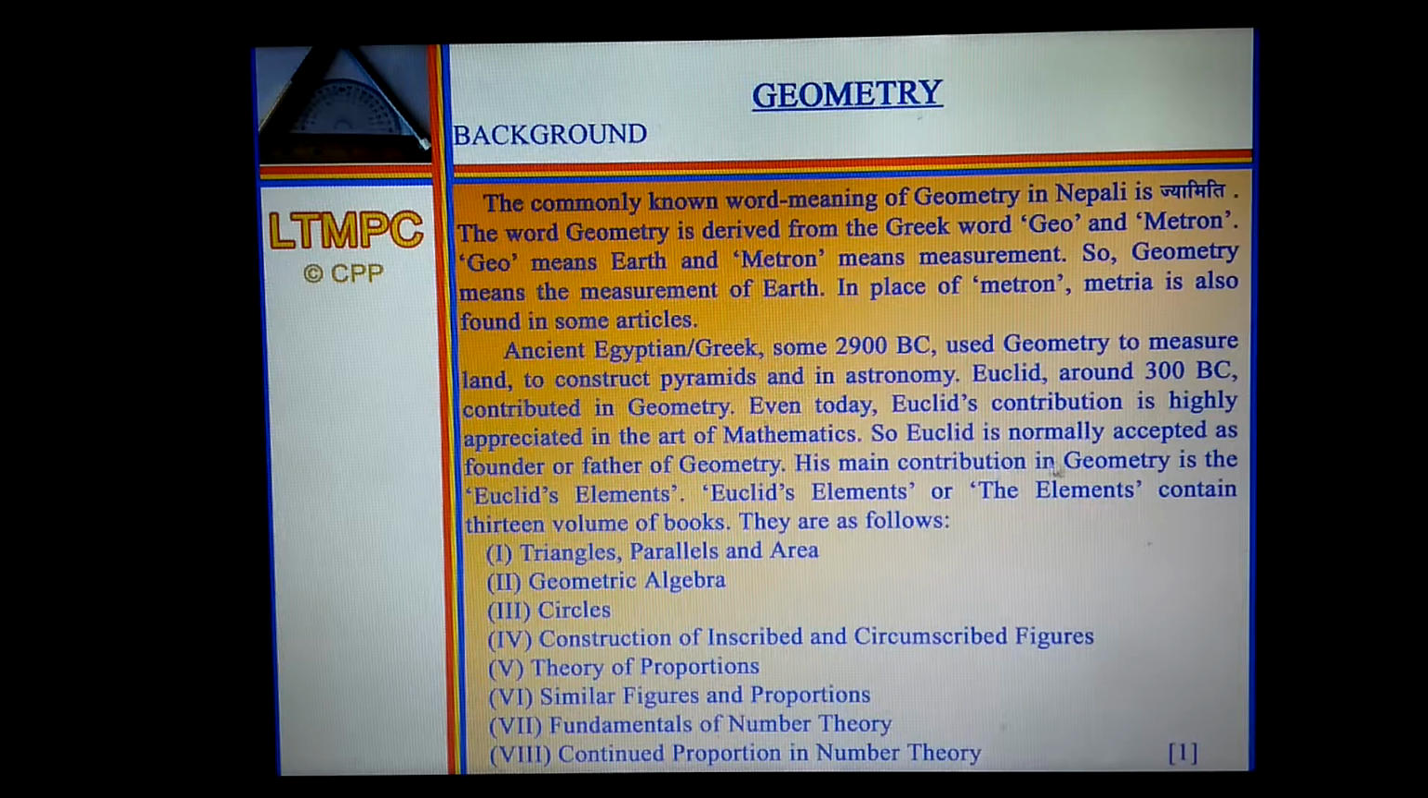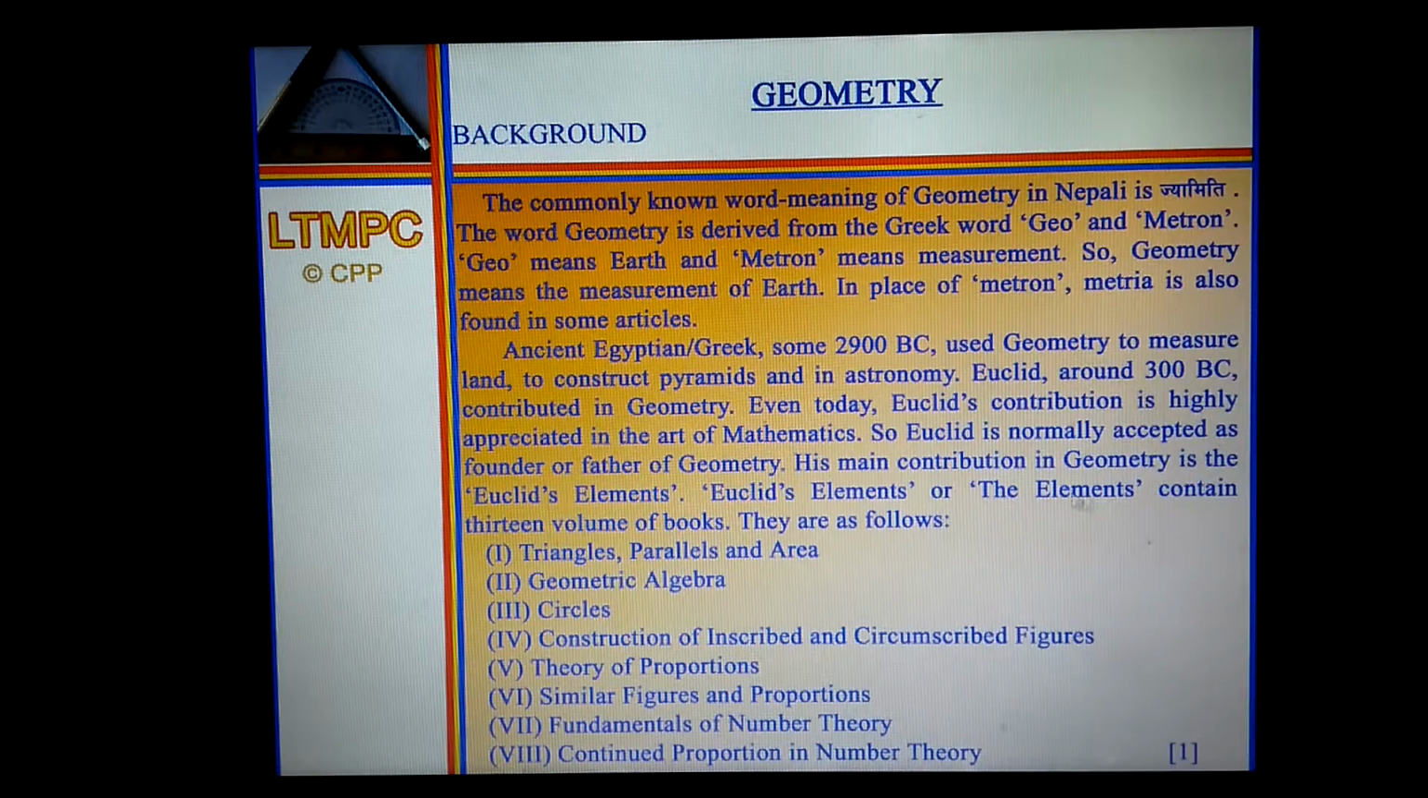His main contribution in geometry is Euclid's Elements. Euclid's Elements, or the Elements, contain 13 volumes of books. They are as follows. 1. Triangles, parallels and area. 2. Geometric algebra. 3. Circles. 4. Construction of inscribed and circumscribed figures.